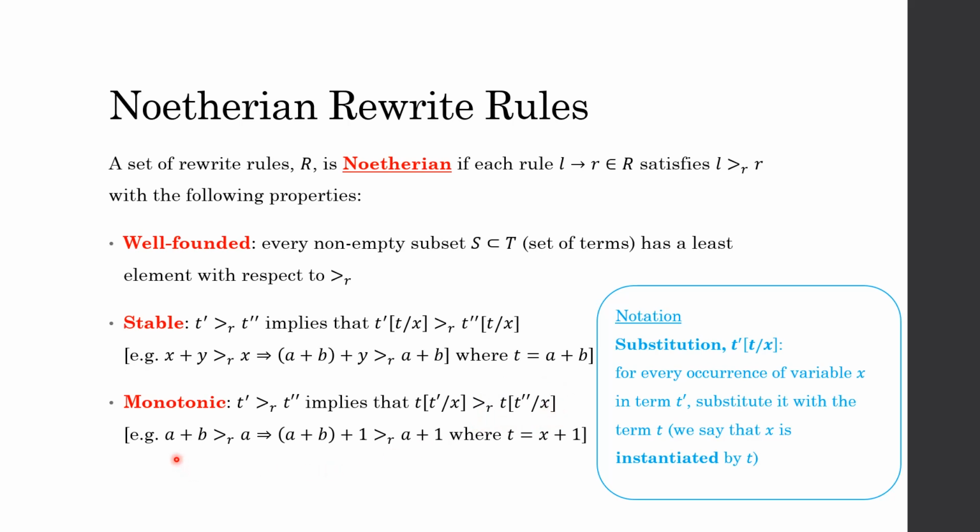Let's look at the example. In this case, a plus b is greater than a, and our general term t is x plus 1. If you substitute x with a plus b, and substitute x with a, the resulting term with a plus b will be more complex than the term substituted with just a itself. So this is called monotonic. A set of rewrite rules is Noetherian if these three properties hold.